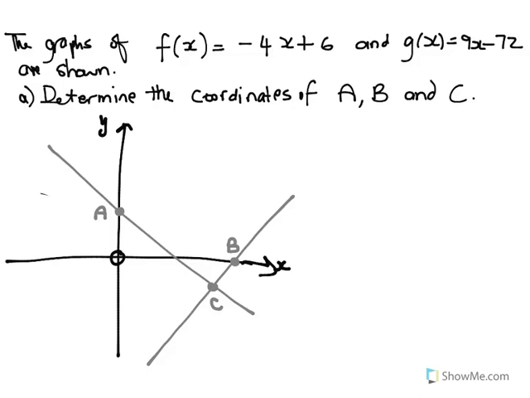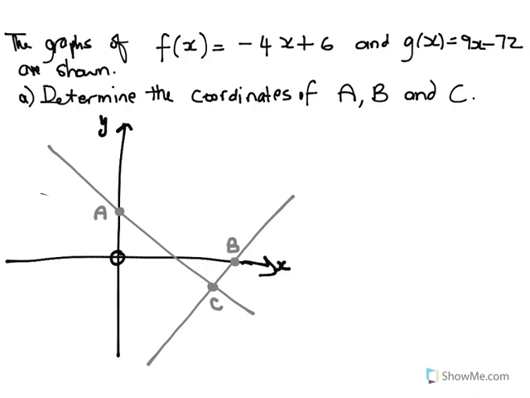Right, we're going to look at one problem on this video lesson. We're told that the graphs of f of x is equal to minus 4x plus 6 and g of x is equal to 9x minus 72 are shown. Right, and you'll notice that they haven't been labeled for you, so they haven't told you which graph belongs to which function. But you should be able to reason about each function to match it with its corresponding graph.